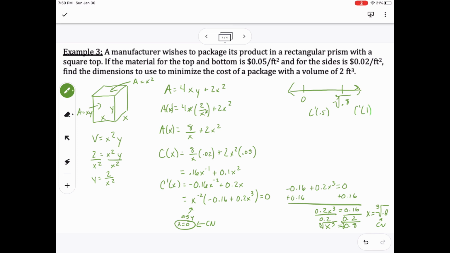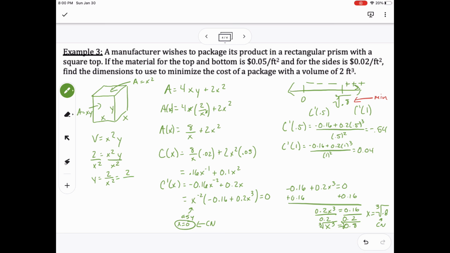And so I picked 0.5 and 1 to figure out where my values are. When I plug in 0.5, that gives me negative 0.54, so that means it's decreasing at that point. When I plug in 1, I'm able to get the value of 0.04, which is positive, so it's increasing there. So that means that is a minimum.